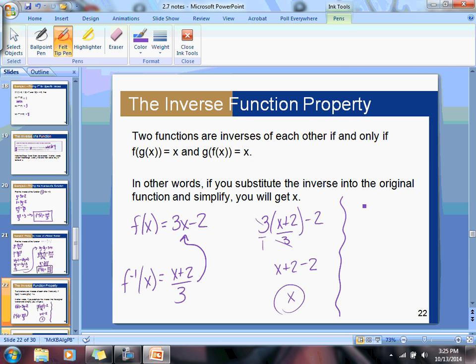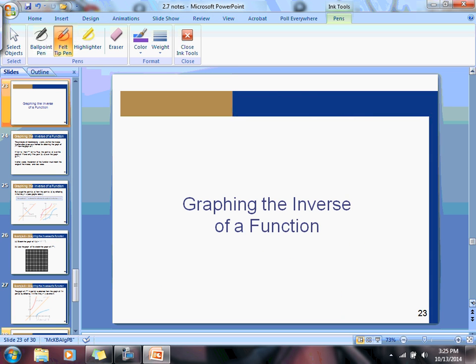We would have our 3x minus 2 plus 2 all over 3. And there, the 2's would cancel, so you'd have 3x over 3, and then the 3's would cancel, so you'd get x. Okay, so there's a demonstration of the f of g and g of f concept. It doesn't matter what order you put one function into the other. If they're inverses, it'll all simplify down into x. You should have seen that last year in Algebra 2.